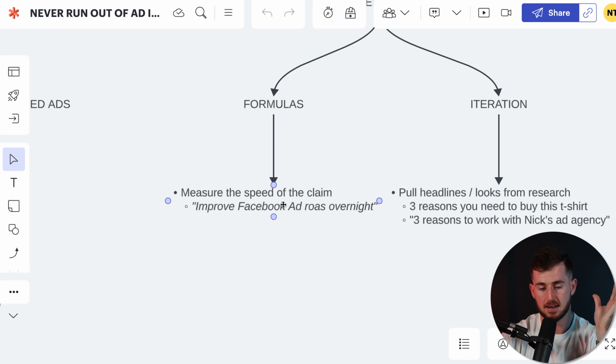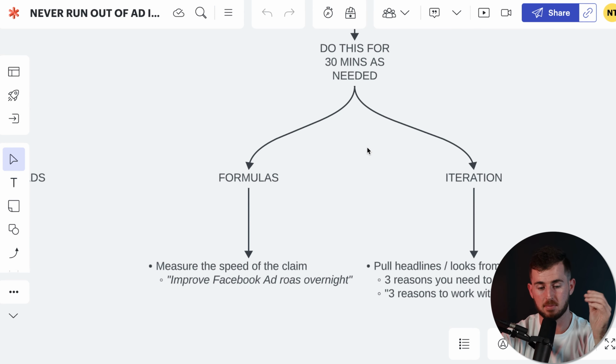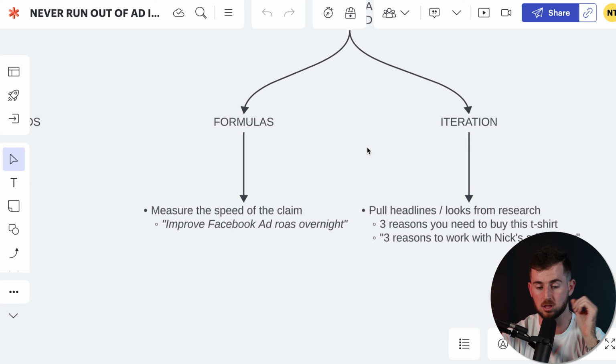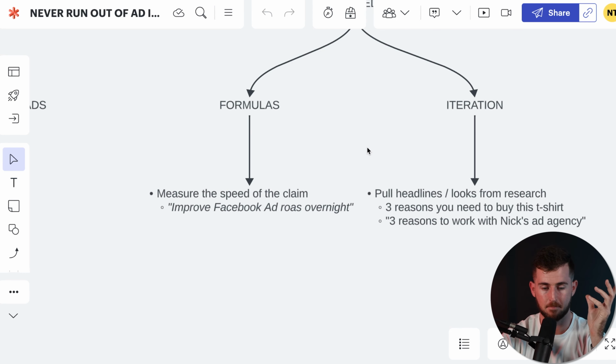So I'm going to write down as many headlines as possible in 30 minutes. Set a timer on your phone, grab a pen and paper, and just spend 30 minutes writing down headline ideas and all that good stuff. But yeah, so that's it.